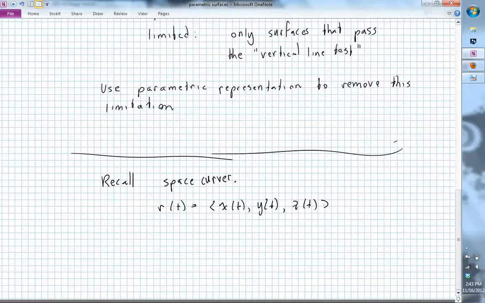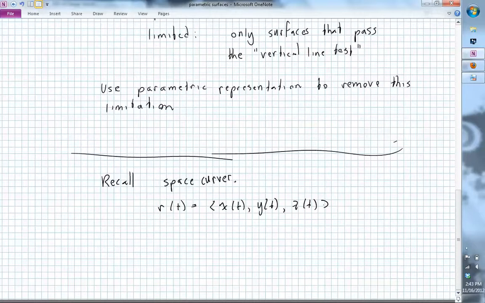That geometric figure of a space curve is a one-dimensional figure. What makes it one-dimensional is the fact that to describe where you are on that geometric figure only takes one piece of information, t. Right? So I know precisely where I am. If I give you a t, you can tell me where I am. And that's one number, one dimension.